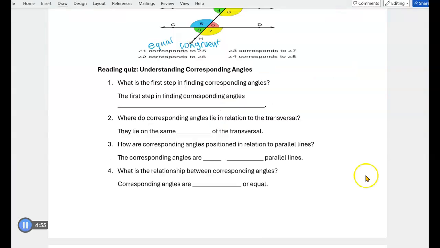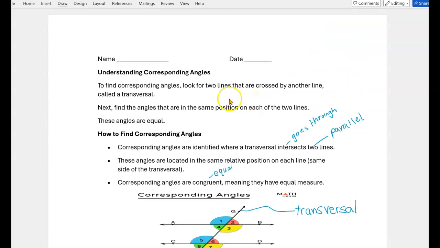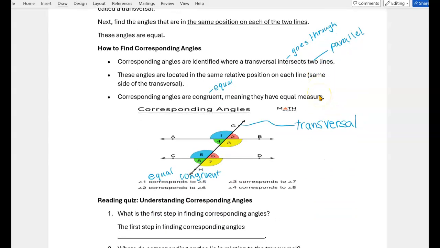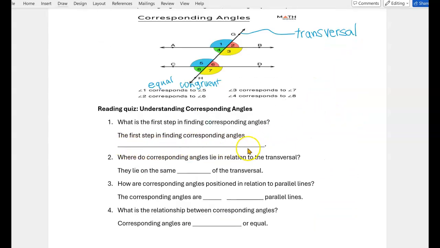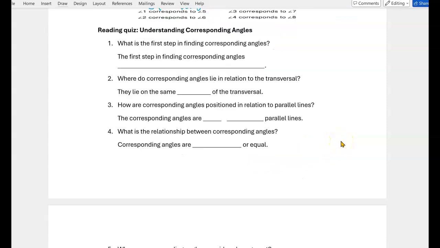All right, so here is our reading quiz on understanding corresponding angles. Number 1, what is the first step in finding corresponding angles? The first step in finding corresponding angles is to look for two lines that are crossed by another line. That's what you're going to write here. Pause it and do that.